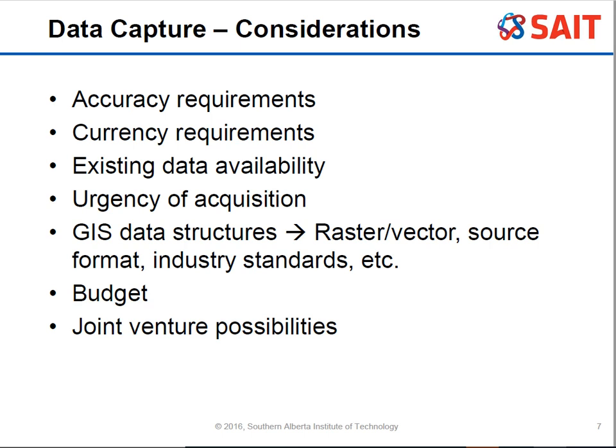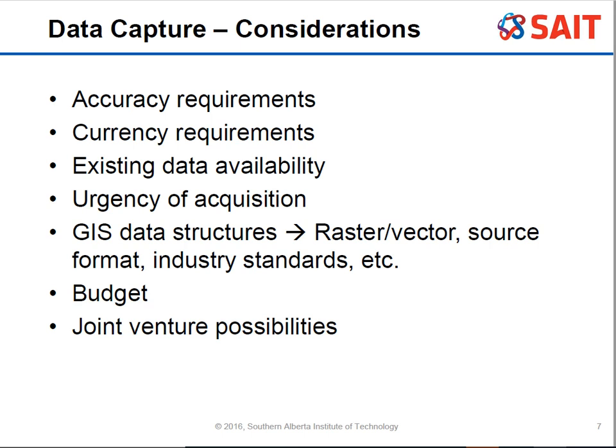For example, if I'm making a map for 2022, and we haven't done a census since 2019 or 2018, it's not going to be very up to date if I'm doing a lot of demographic work with the census data. Also, existing data availability. Sometimes if you can't get that data because it's not available, you have to go get it yourself.